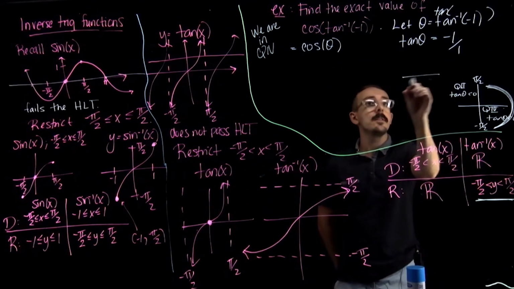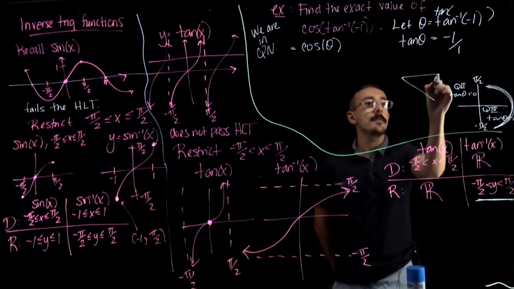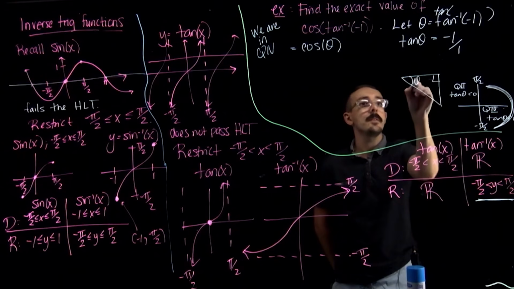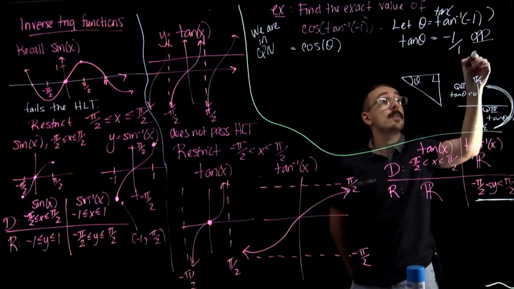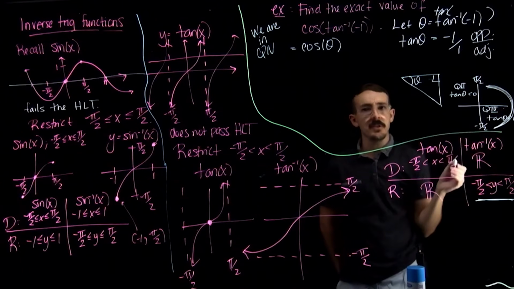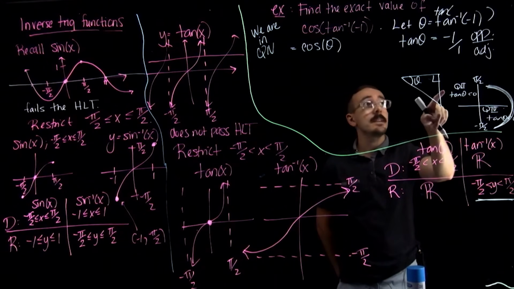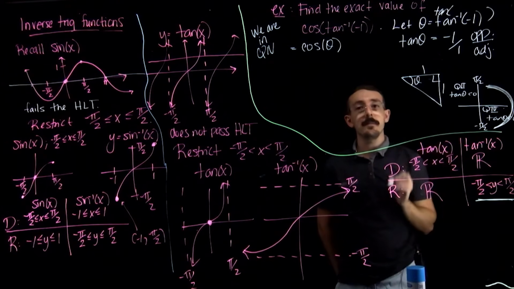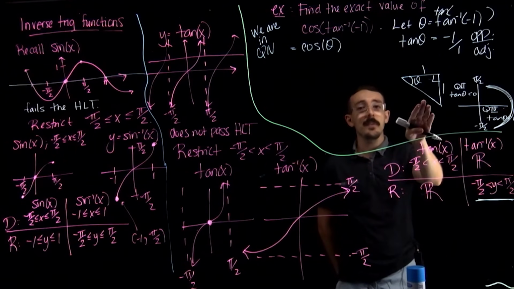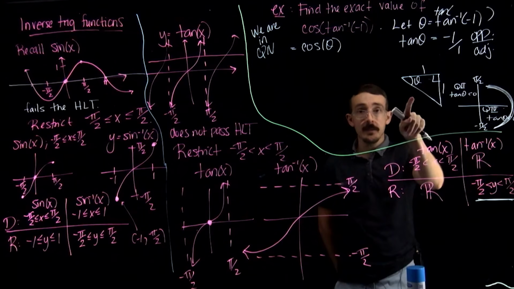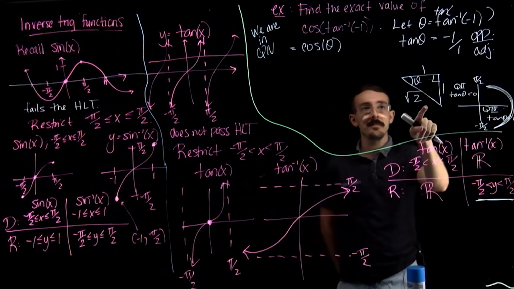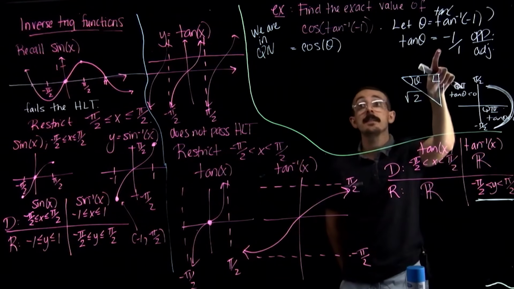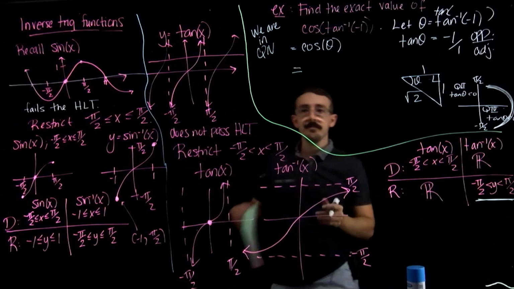Let's go ahead and draw some kind of triangle here. Okay, here's my theta. Tangent is equal to opposite over adjacent. That was something from lecture 2, I think. So the opposite is going to be 1. The adjacent is going to be 1. I'm in quadrant 4, so this is negative. If I use Pythagorean theorem, this will be the square root of 2 right here to complete the hypotenuse. Okay, so this is the situation I have based on this. Now I can write the final answer.